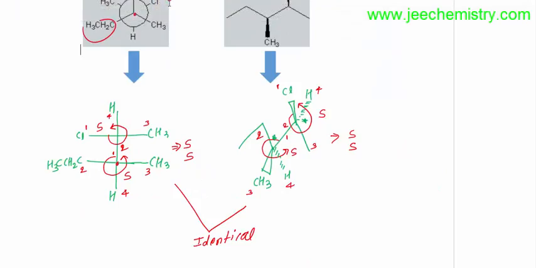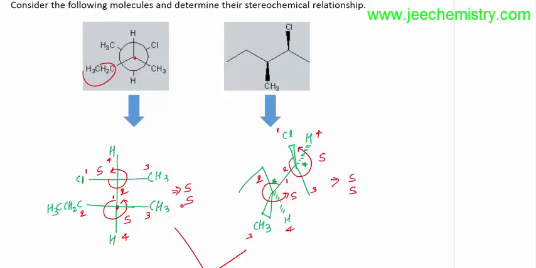Now I will make some arrangement. Now this is the downward side. Now this is the back carbon. The chlorine is on the right side and CH3 on the left side. But this is in anti-conformation. Anti-conformation means Cl will be on the left side, CH3 will be on the right side. This CH3 on the right side, Cl on the left side.